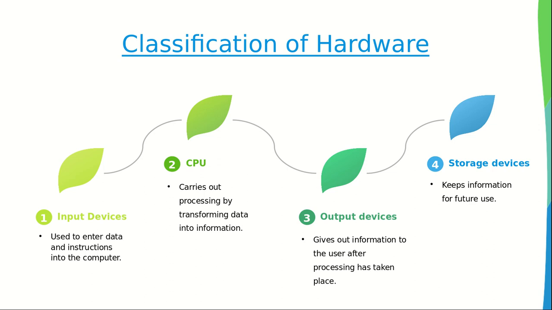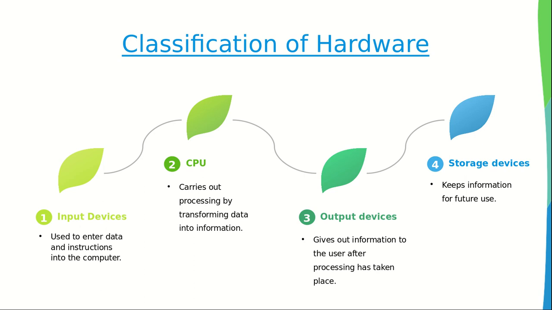The second type of hardware is the processor, or the central processing unit, CPU. This is the component that carries out processing by changing data into information. Remember, data is just raw facts that may not have much meaning, or that may not be so useful to the user unless it has been changed into a form that has more meaning, which is information. So it is the CPU that does this transformation of changing data into information.